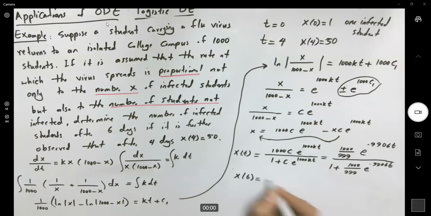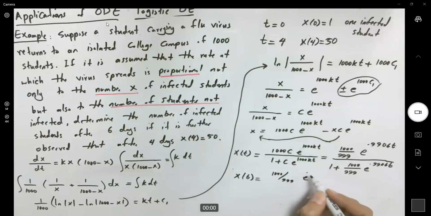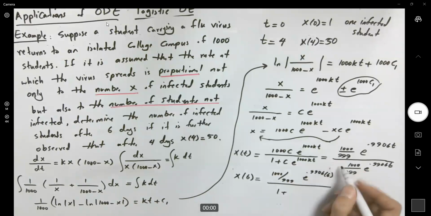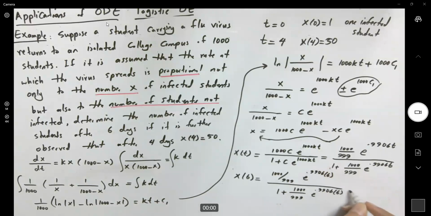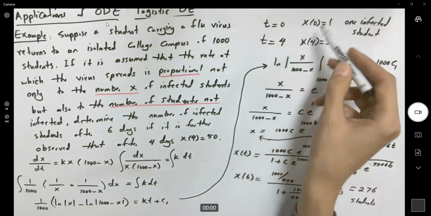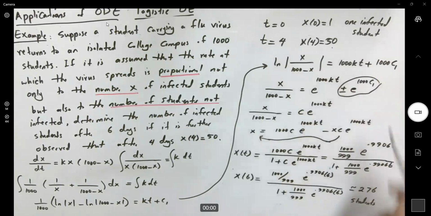X of 6 is equal to 1,000 divided by 999 e to the 0.9906 times 6 divided by 1 plus 1,000 over 999 e to the 0.9906 times 6, which is approximately 276 students. So one student initially, after 4 days 50 students, and after 6 days, you have 276 students.